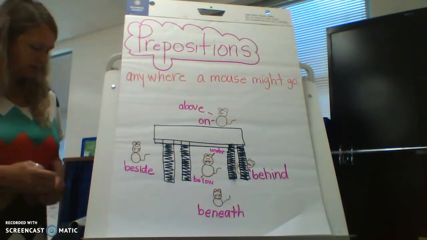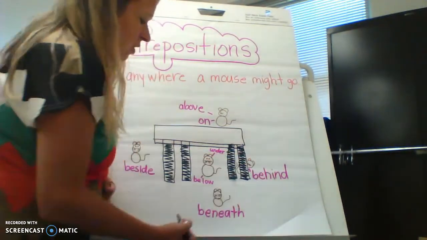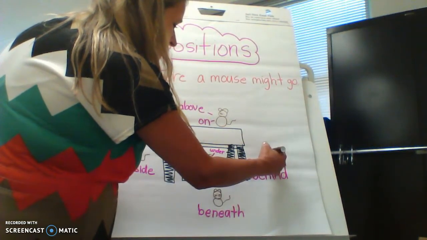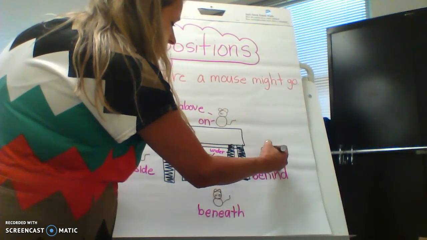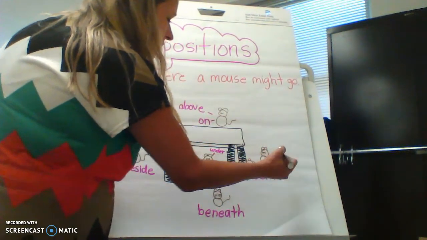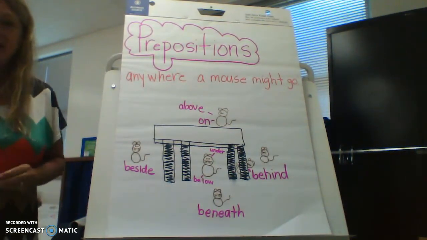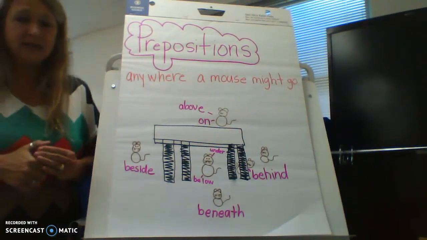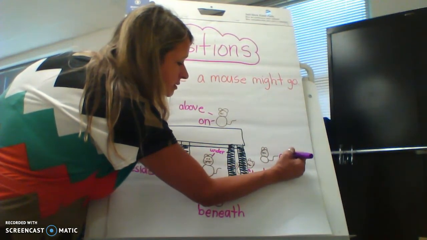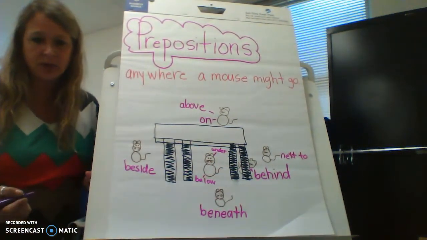Where else can a mouse go? Okay, well this one is beside. This one, let's see. He's kind of close. My mice are getting sleepier and sleepier. This mouse happens to be next to. He is next to the table. Can you see that?